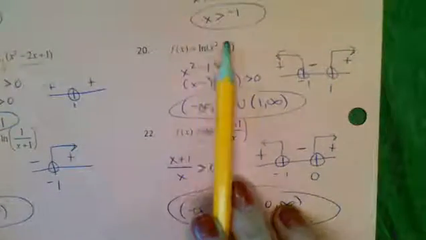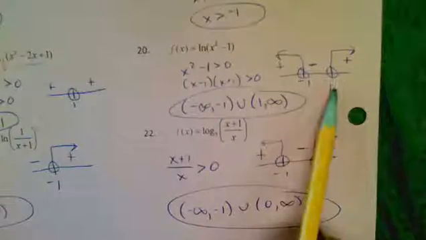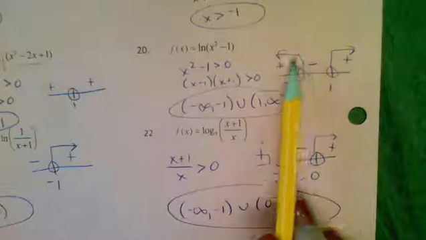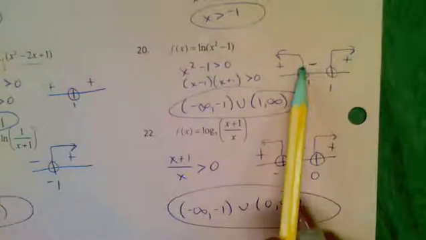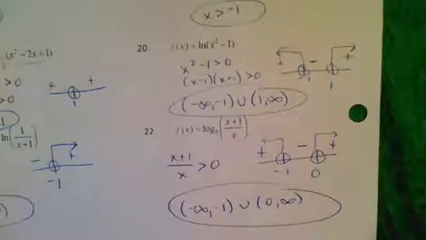This one, same thing. If you set x squared minus 1 greater than 0, factor it. You've got 2 roots, negative 1 and 1. Do your plus and your minus to figure out where it is positive, where it is negative, and I want to describe the positive one. So there's my answer for all the positives.